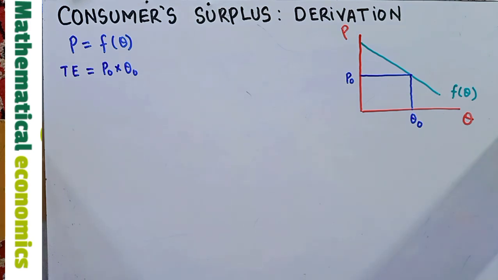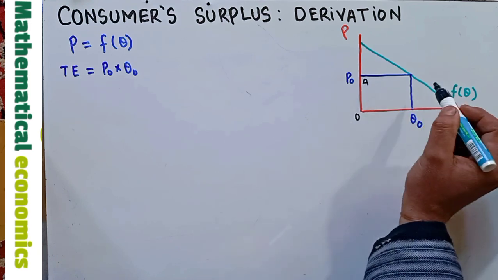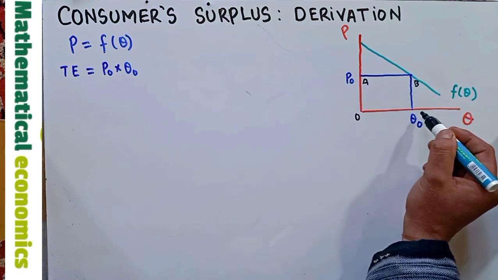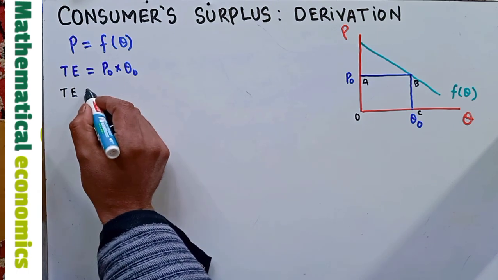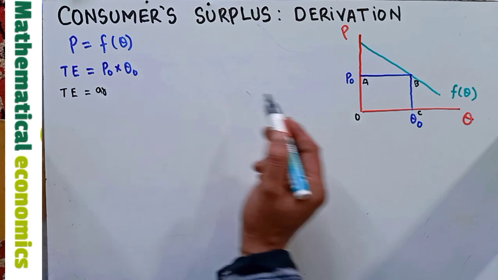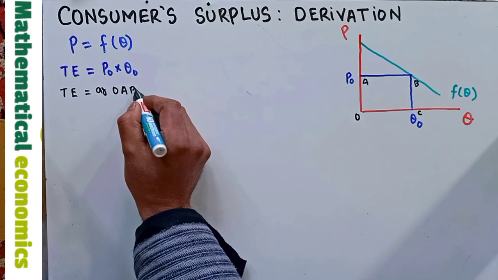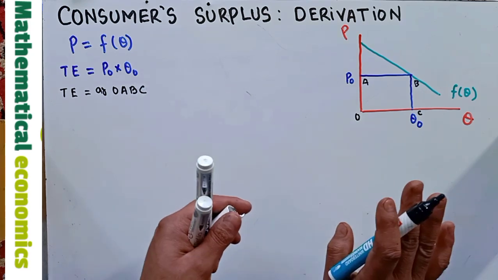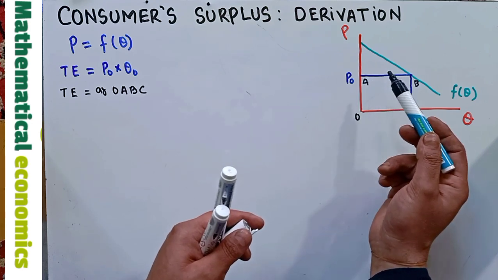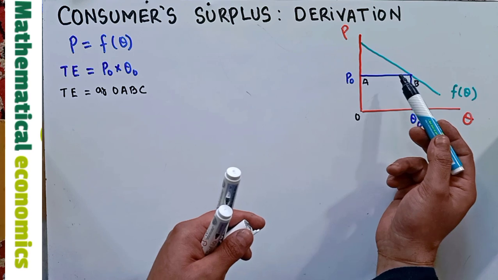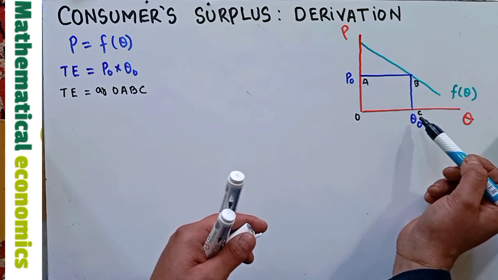And on this graph, let me be very specific: let us say this is point O, this is point A, this is point B, and this is point C. That means the total expenditure is actually the area of this rectangle OABC. Now, P naught is the price that consumers are prepared to pay for the last unit they buy, which is the Q naught good here.